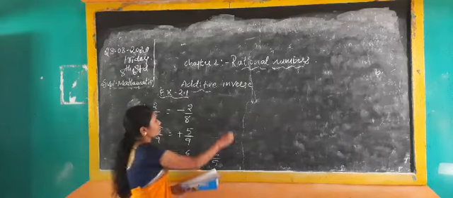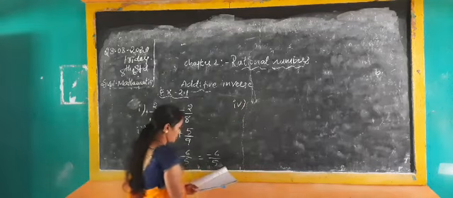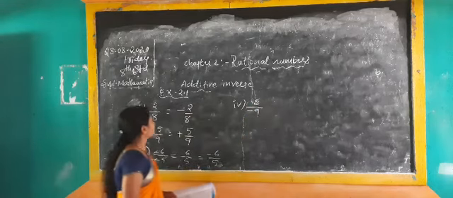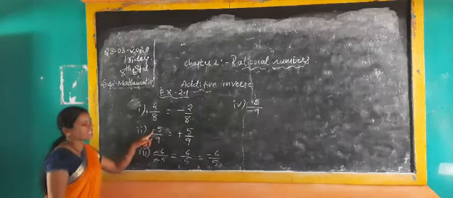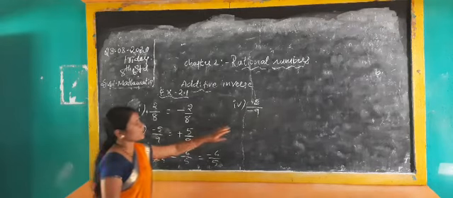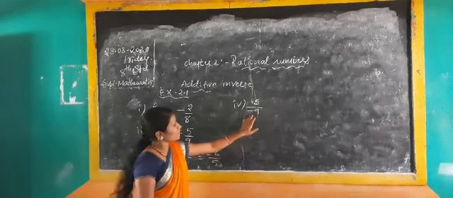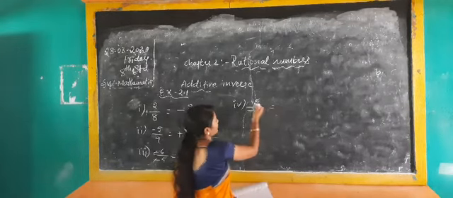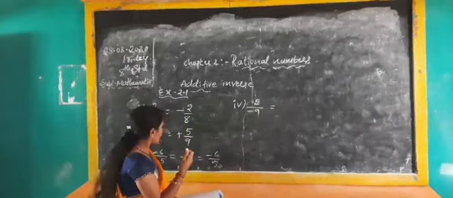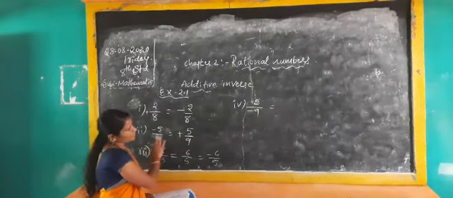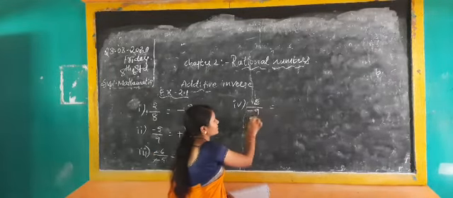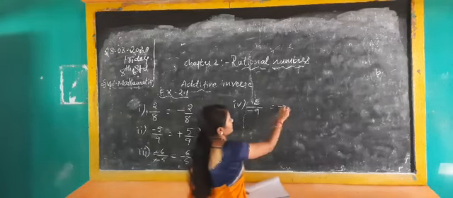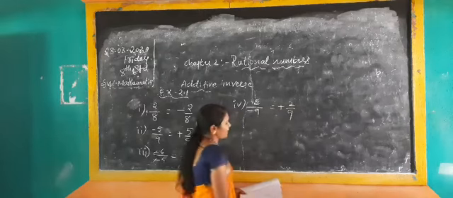Next problem, the fourth one: 2 by minus 9. In this problem the negative sign is in the denominator. You should just consider whatever is there in the problem, whether it is in the numerator or the denominator. If minus is there, you change it to plus, so it is plus 2 by 9.